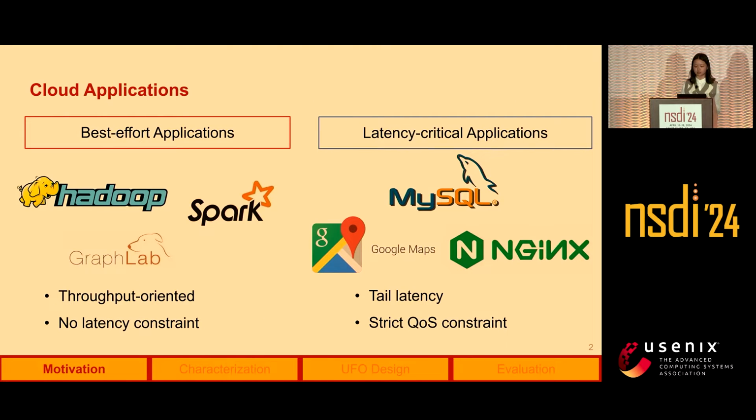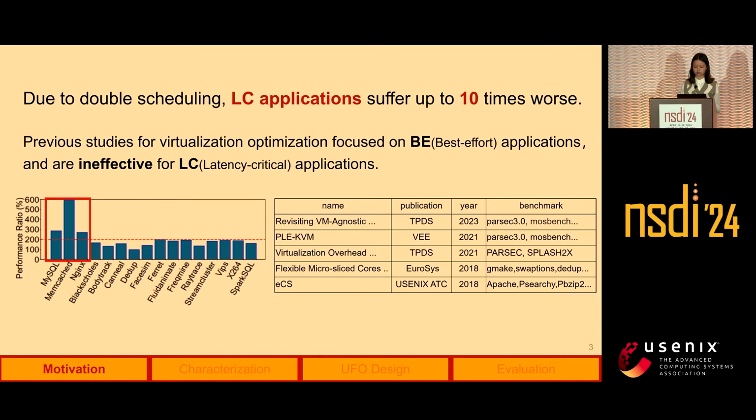In a typical data center, there are mainly two types of applications. One is best-effort applications, such as MapReduce and graph analysis. These applications are throughput-oriented. The other is latency-critical applications, such as web servers and online maps. These applications are user-facing, so they require very low tail latency and have strict QoS constraints.